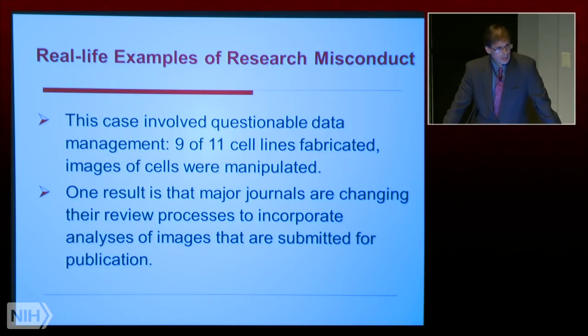So it turns out that after all was said and done, of the 11 original cell lines, 9 of those were fabricated, and the images of the cells were manipulated on the primary journal. And so one of the results of this particular egregious case was that now virtually all the major journals, they look in their review process at the images, and they look to see, are these images manipulated? And so we're going to show just a few examples of how they can tell that.